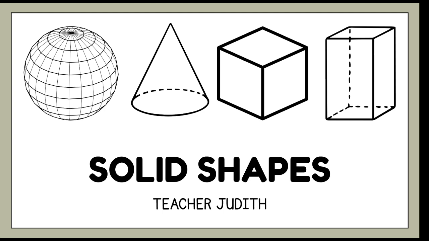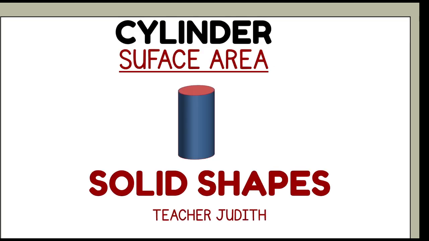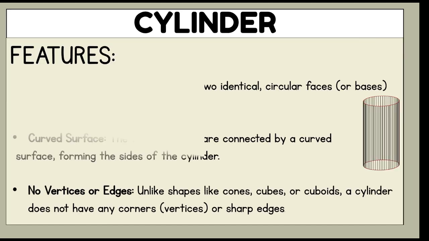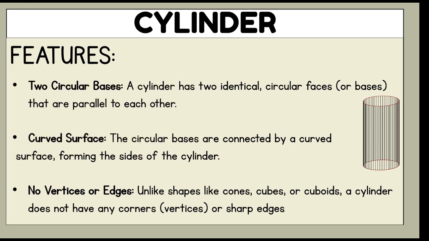We are still on solid shapes, but this time we'll be looking at the cylinder. Let's first of all see the features of a cylinder. A cylinder has two circular faces and it has one curved surface. The cylinder has no vertices or edges.